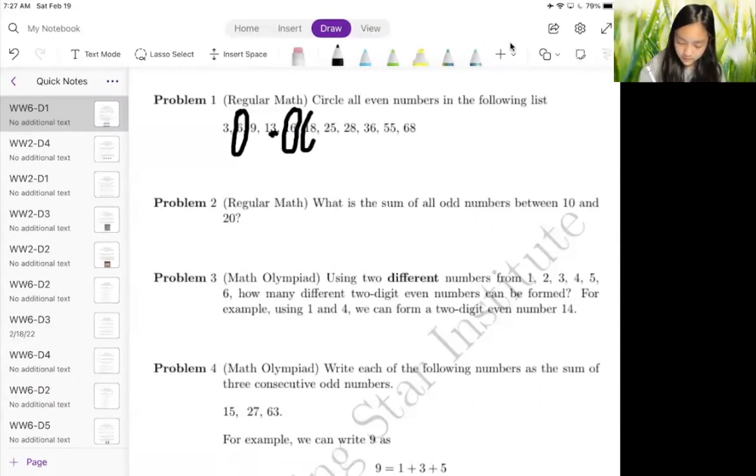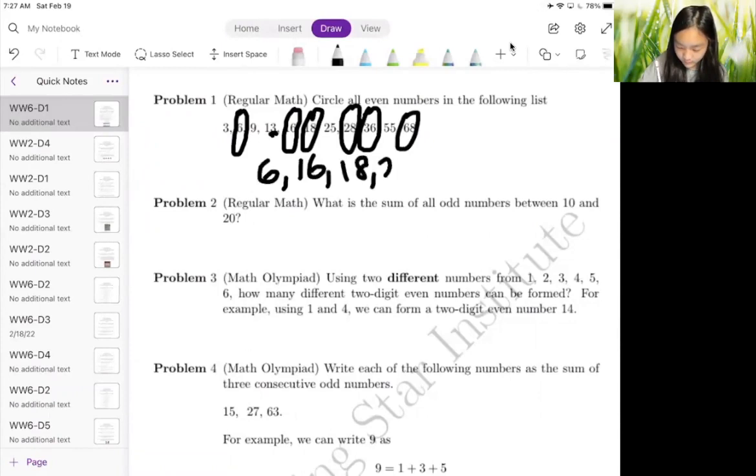18 is even because 8 is even. 25 is odd because the 5 in 25 is odd. 28 is even because 8 is even. 36 is even because the ones digit in 36 is even. 55 is odd because 5 is odd. And 68 is even because 8 is even. So you should have circled 6, 16, 18, 28, 36, and 68.